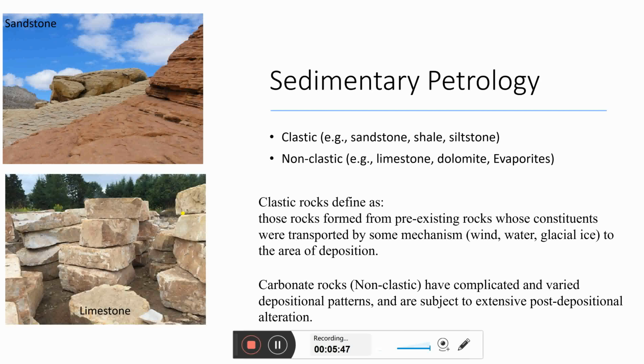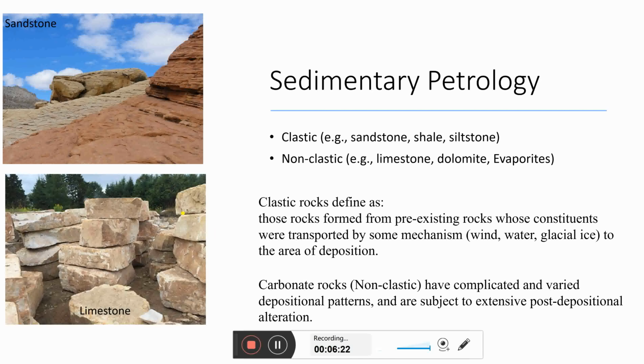Sedimentary petrology. There are two types of sedimentary rocks, clastic and non-clastic. In clastic, there are sandstone, shale, siltstone, and in non-clastic, these are limestone, dolomite, and evaporites. Clastic rocks are defined as those rocks which formed from pre-existing rocks whose constituents were transported by some mechanism like wind, water, or glacial ice to the area of deposition.